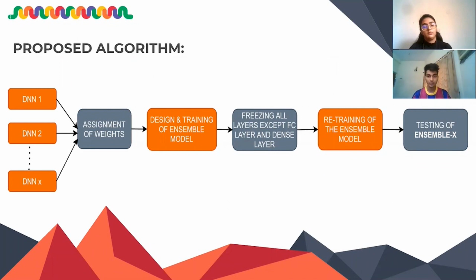And thereon, we first design and train the ensemble model. Then we freeze all the layers in the ensemble model except two, fully connected and dense. Then we again train the ensemble model using the frozen layers. And then we finally validate the model, of course, on unseen examples. And this is the algorithm, if you just want to have a look for a little more time.